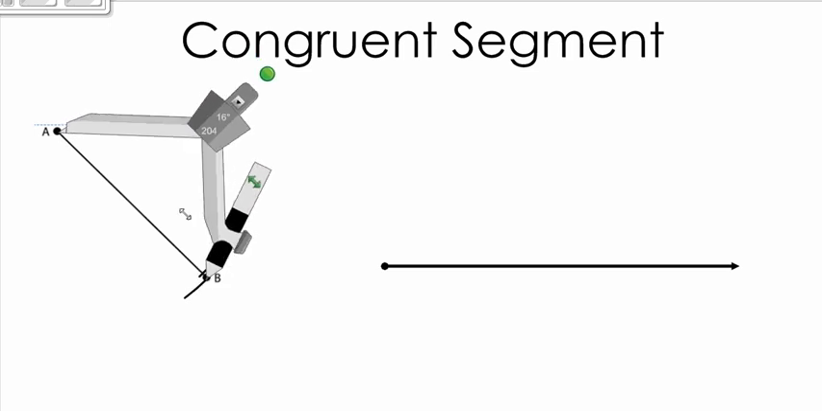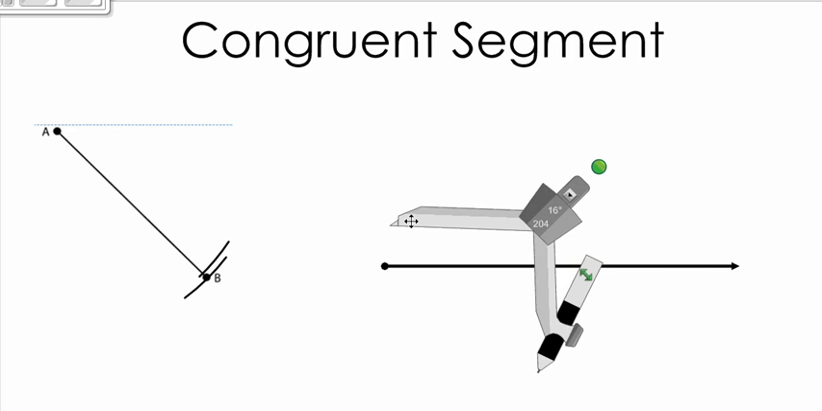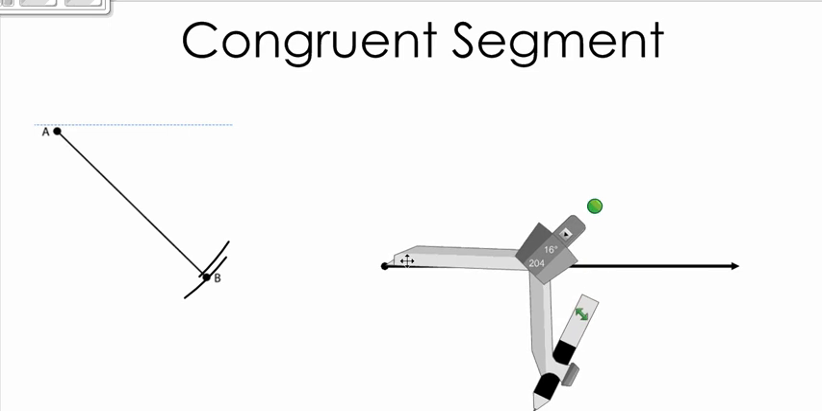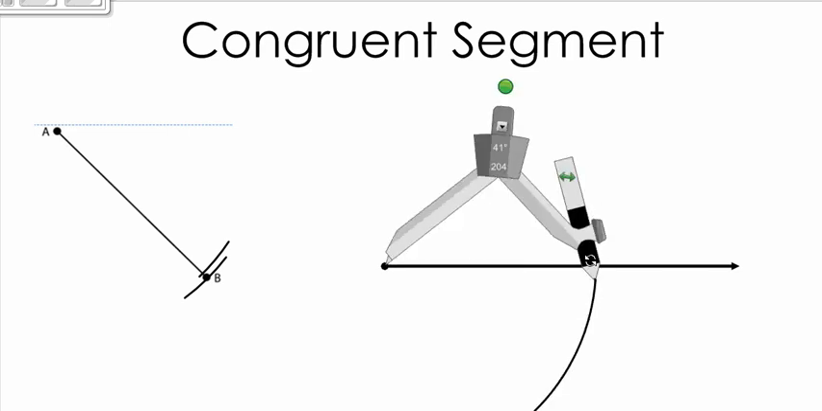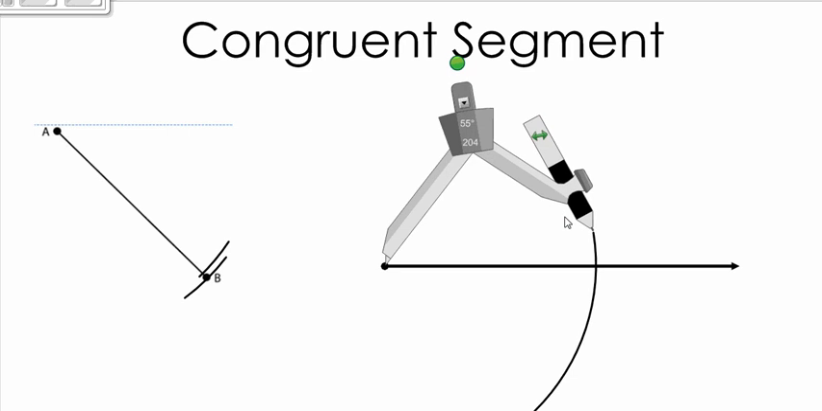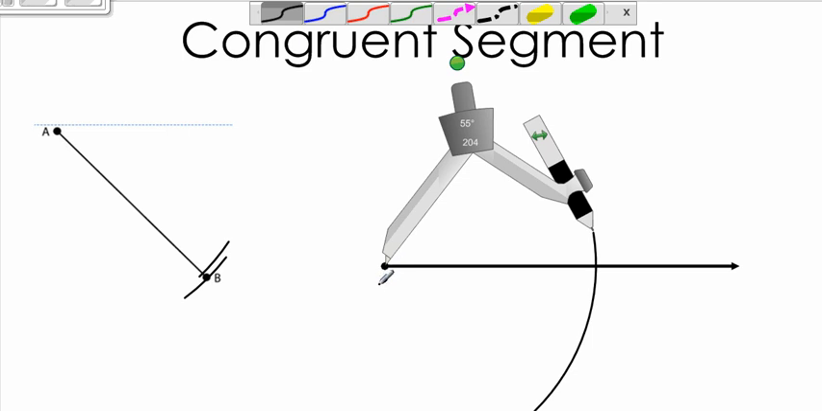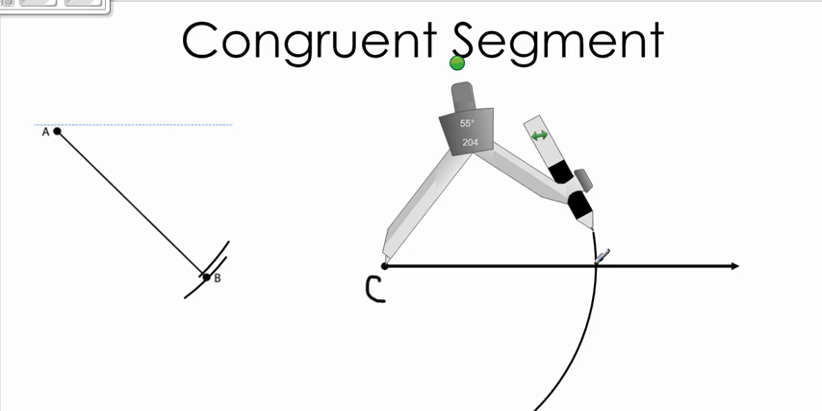Okay, and now I'm going to take my compass and I'm going to move it to my new point on my new line, and I'm going to make an arc mark. And now I have officially constructed a new line segment. All I have to do is label my points. So I'm going to label this point C, and over here where they intersected, I'm going to label that point D. Okay, and there we have a new congruent line segment.